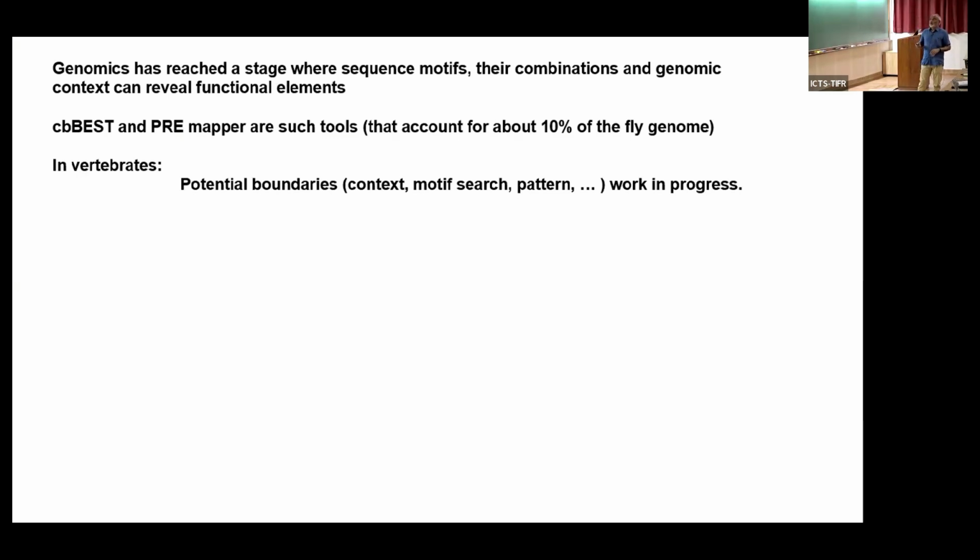So we feel that this gives something useful when you use the available information and make simple tools. And so here, for example, if you add up the two, then we annotate 10% of the fly genome, which is quite a bit.